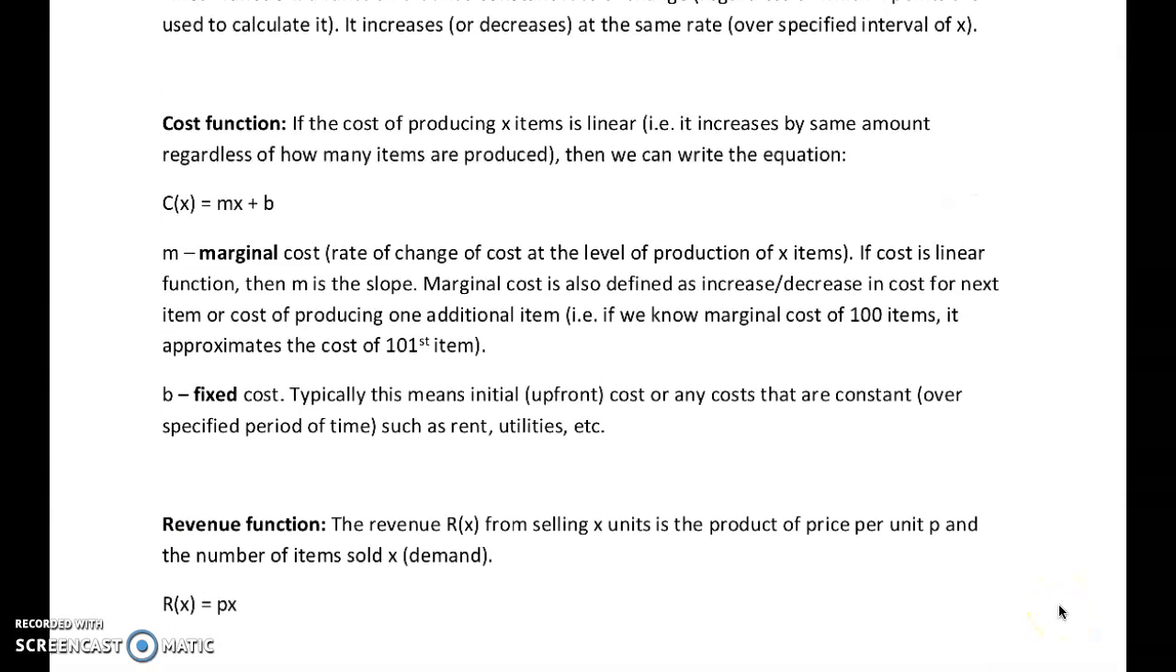Our revenue function is from selling a certain number of units. This is how much money we make when we sell a certain number of units, and it is referred to as R(x) = p times x. So price times number of items equals our revenue. This is the money that we're going to make.